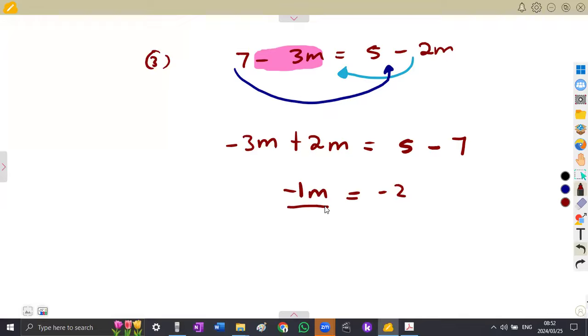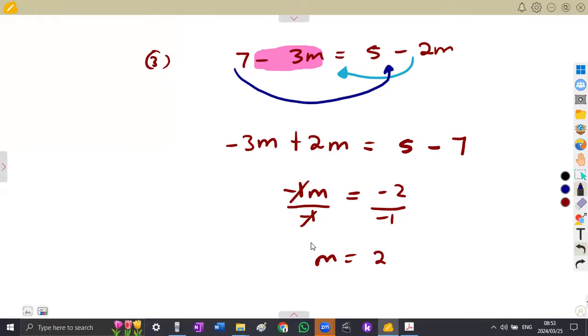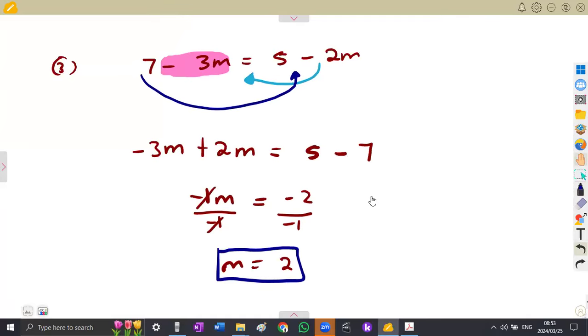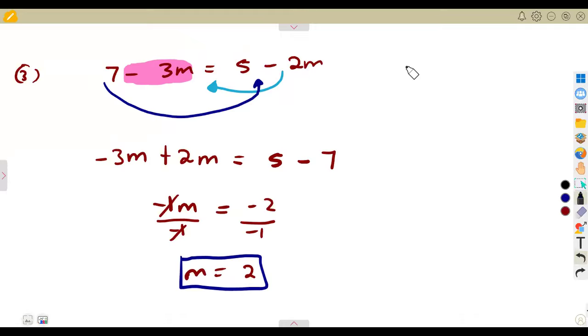So to find m, I'm going to divide by negative 1. So m is going to be what? Negative 2 divided by negative 1 is going to give us a positive 2. So this is the value of m which satisfies our equation. And with this value of m, since we are asked to check our solutions, we are going to verify if this is correct.